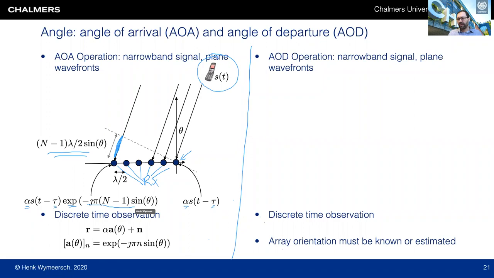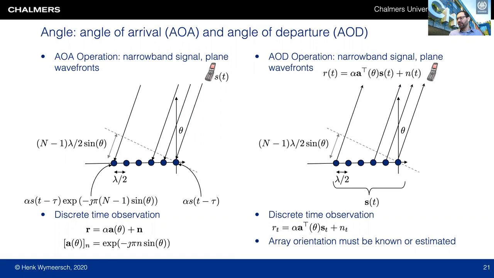This allows me to collect all the observations across the antenna elements in this equation at the bottom. Alpha is a common complex gain, A of theta is the so-called steering vector, and N is the noise. I assume that the signal that is sent is just 1, a narrow band tone. The problem is, given the observation, to estimate both alpha, the complex gain, and the angle of arrival theta. The angle of arrival is this angle here that we want to estimate. This is for a linear array, and for other types of array, you have other A of theta, of course. Okay, so this I think is relatively easy to understand.